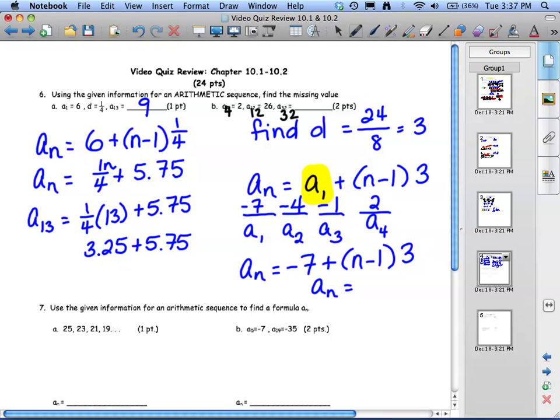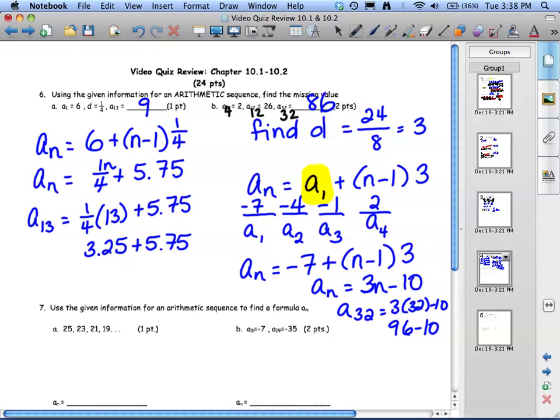Do a little algebra here. I get 3n minus 10. And so to find the 32nd term, I just plug it in. And I'm running out of room here. 3 times 32 is 96 minus 10. And so the 32nd term is 86.